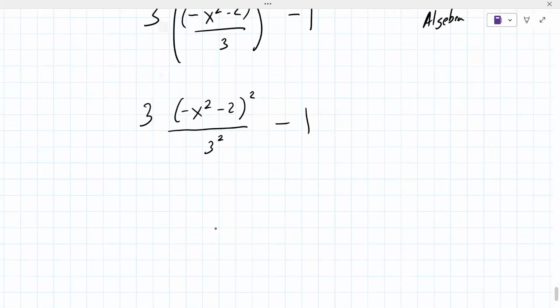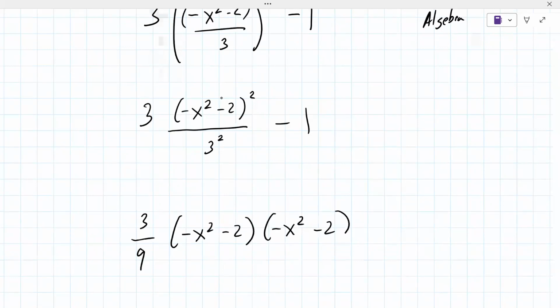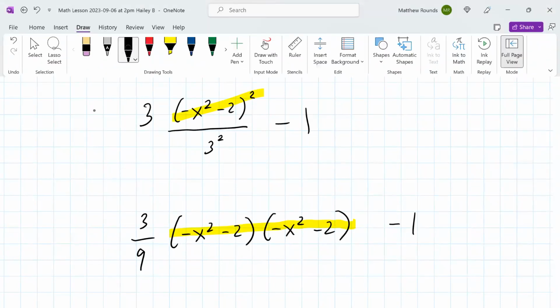Bottom here becomes 9. It's interesting. So it's 3 over 9. But then this minus x squared minus 2 squared is really minus x squared minus 2 times minus x squared minus 2, like that. So let me color code this in case you want to see that later. Those are the same. Make sure you write it out that way.